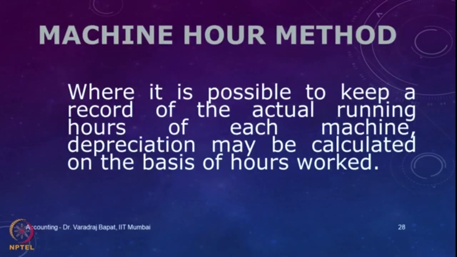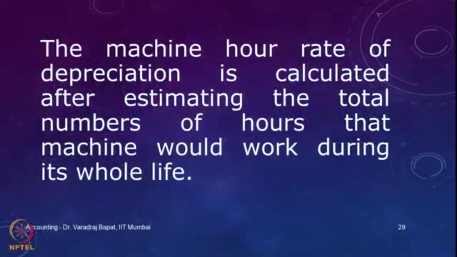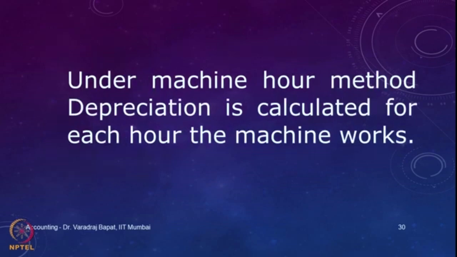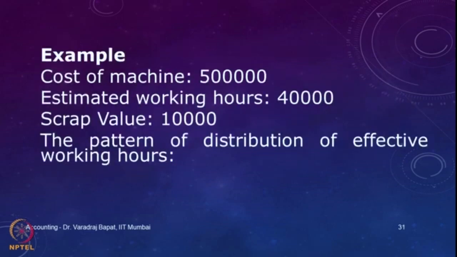Now let us go to the third method, that is known as machine hour method. Now what happens is, in case of certain machines, the life depends on how many hours you use the machine. So the depreciation is also calculated as per the likely life, which is calculated in terms of its working hours. So this is an example.